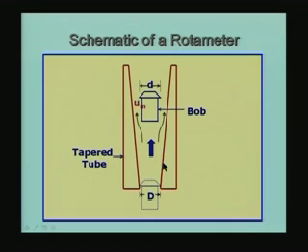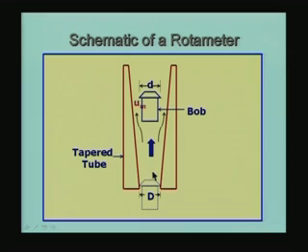So actually what is happening in this case is that the area is changing, and we will see a little later that more or less it is a linear change in area. If the taper is small, the change in area is linear, and therefore the volumetric flow rate which we infer from the position of the bob is a linear function of the position of the bob from the datum which is here, okay.